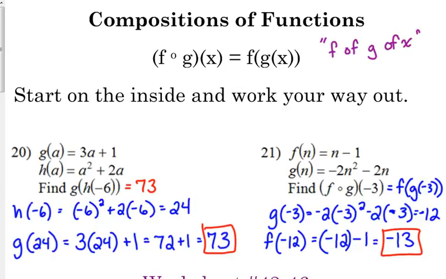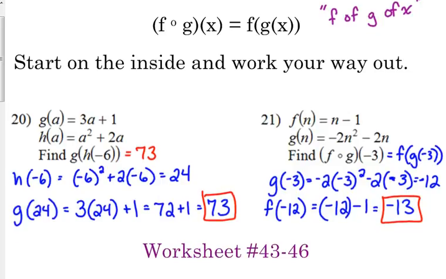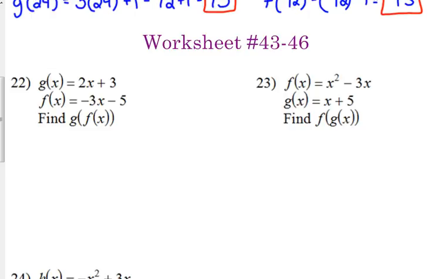Okay, so I don't want to overwhelm you with information. I want you to practice with these. So on your worksheet, you've got 43 through 46. If you want to do those, I purposefully left that whole side of the paper there, so you can work it out and follow along with the way that I set up 20 and 21. We've done compositions, evaluating them at a number. Let's look at just composing two functions.